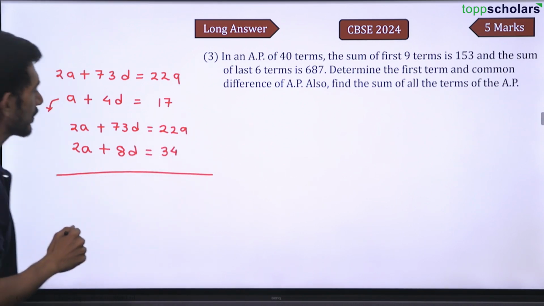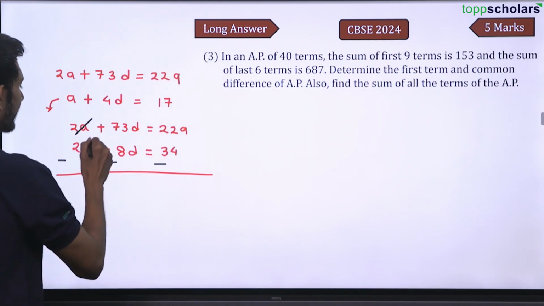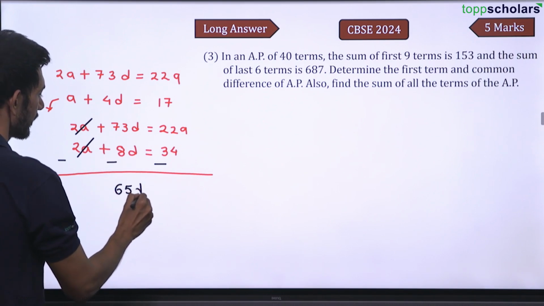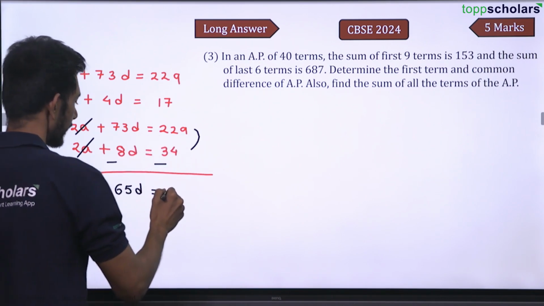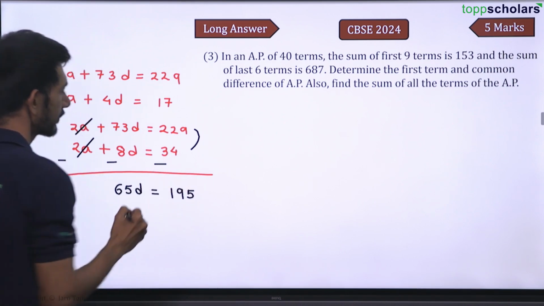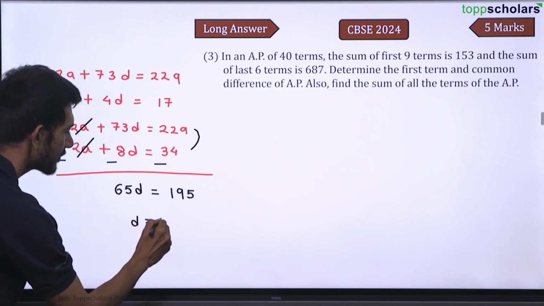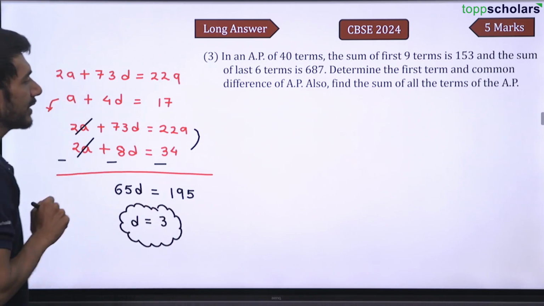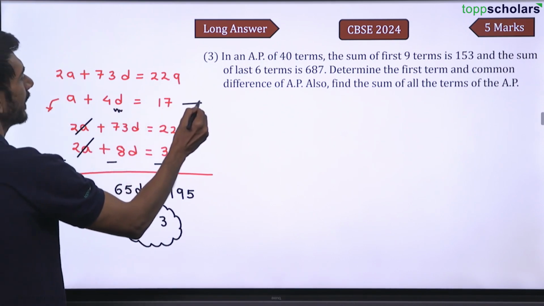Now we can subtract both the equations, right? So this is minus, this is minus, this is minus, this gets cancelled. 73 minus 8 is how much? 65. So 65d is equal to 229 minus 34, that is 195, correct? So what will be the value of d? Value of d will be 195 divided by 65, that is 3. Now the value of d is 3. You put the value of d over here, you will get the value of a.